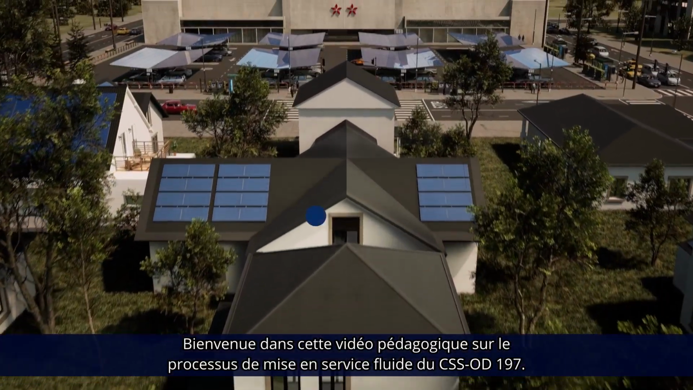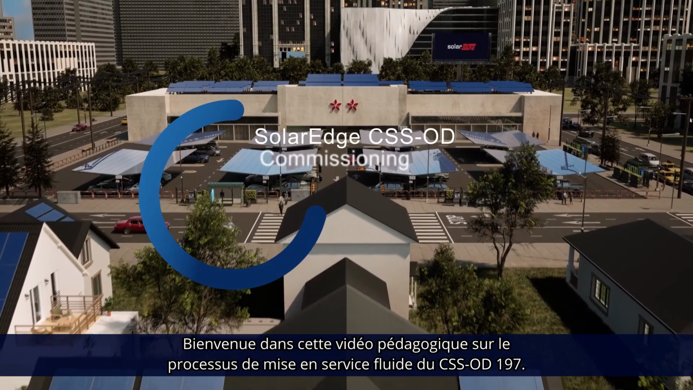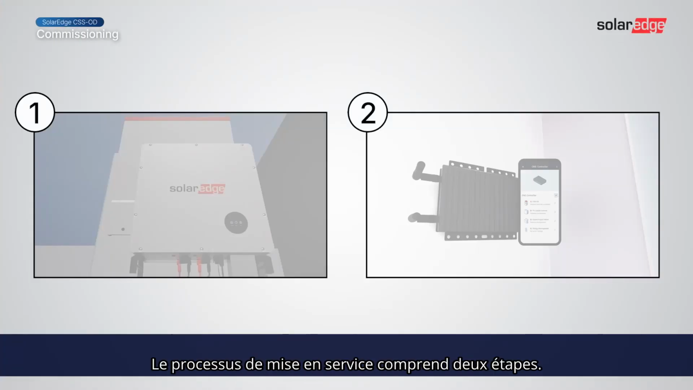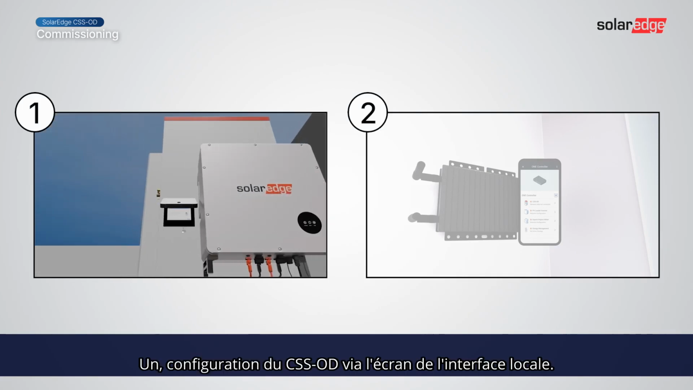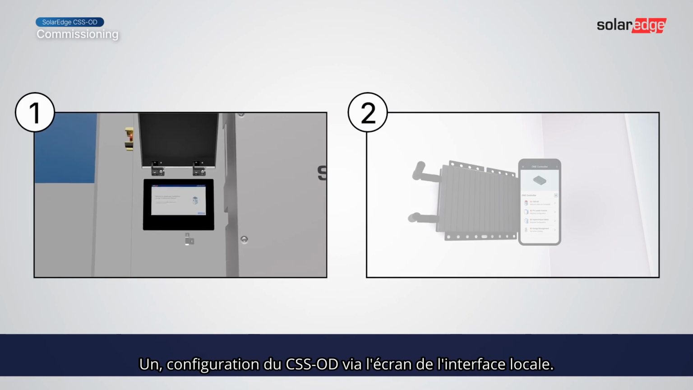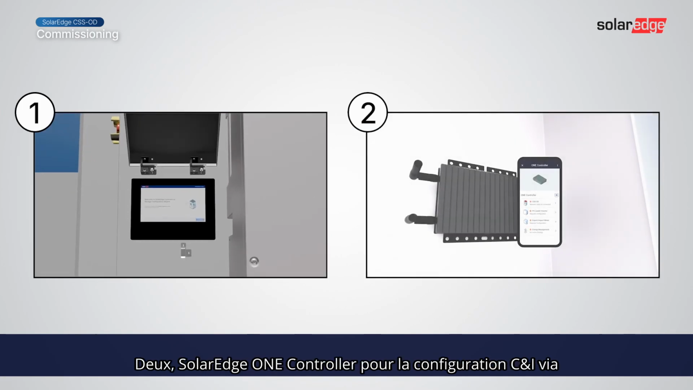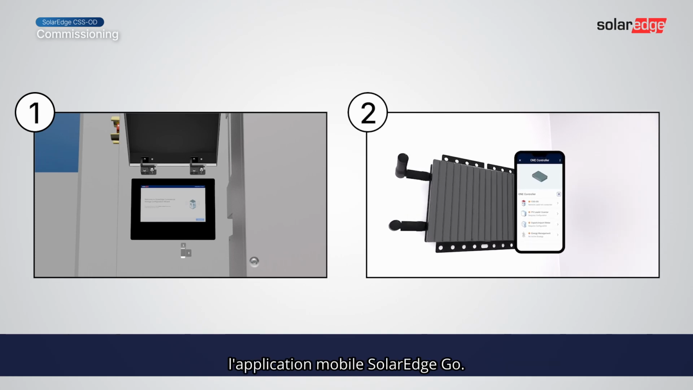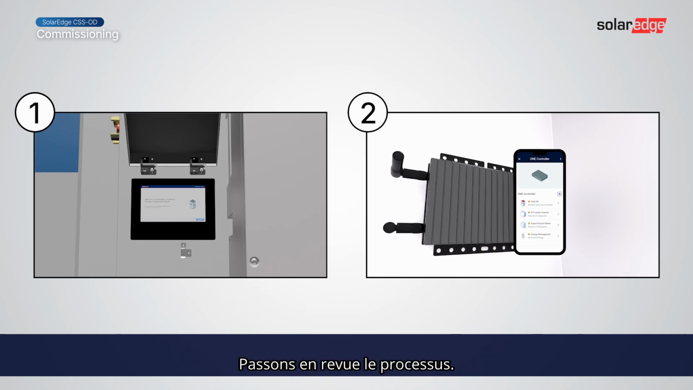Welcome to this instructional video on the seamless CSS-OD 197 commissioning process. The commissioning process includes two stages. 1. CSS-OD configuration via the local interface screen. 2. SolarEdge One controller for C&I configuration via the SolarEdge Go mobile app. Let's walk through the process.